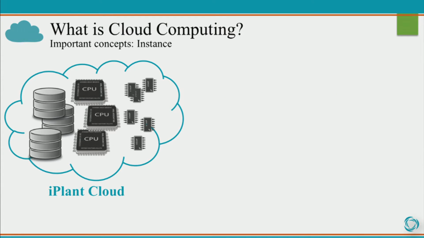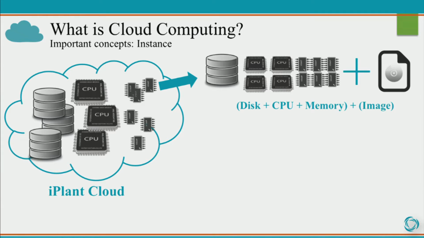The next concept is instance. And what does that mean? Well, in the iPlant cloud, we have a whole bunch of disks, CPUs, memory, RAM, all of those different things that you are able to access. And when you want an instance, what you're doing is you're asking us for a little bit of these. So you tell us how much disk space, how many CPUs, how much RAM.